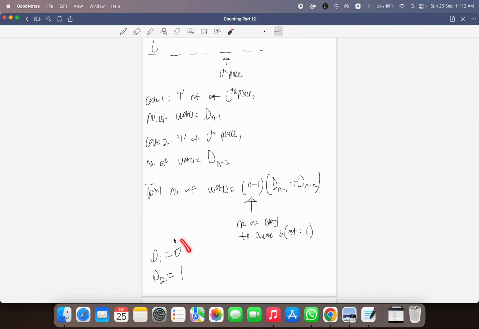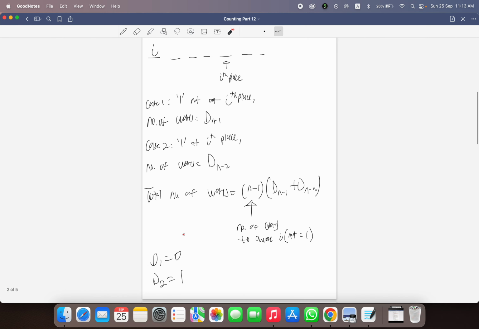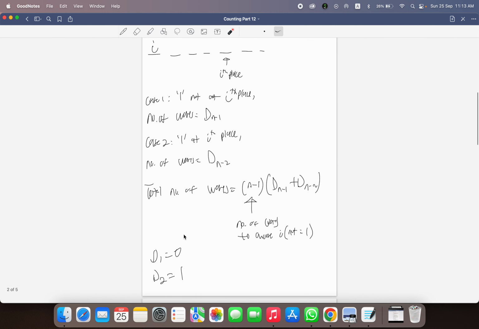Our initial condition is, if there's only one number, then there are no ways to derange them because there's only one slot and one number. But if there are two, then you can interchange the two, so it's 1. For example, the arrangement 1 2 is now changed to 2 1, and that's the only way. So with these two initial conditions, you are able to recursively solve for other values of D.